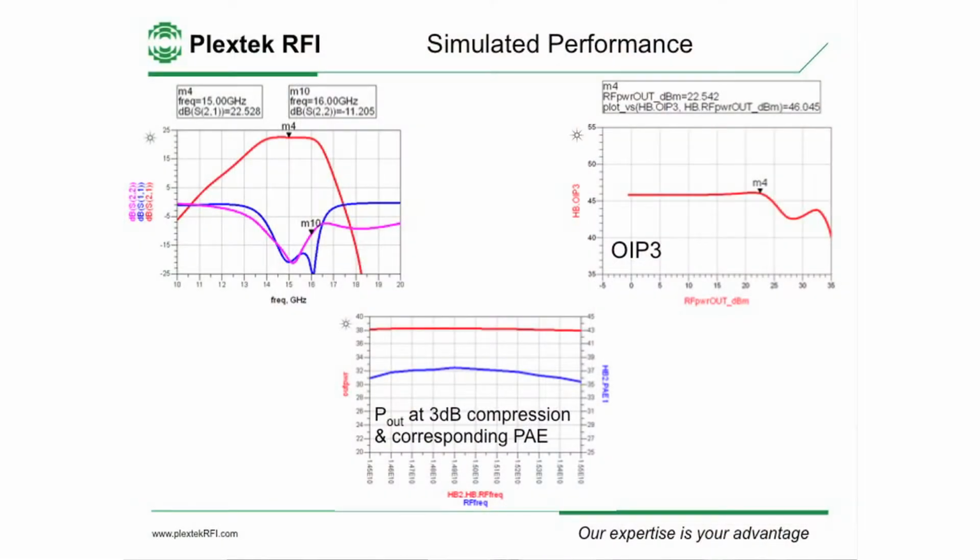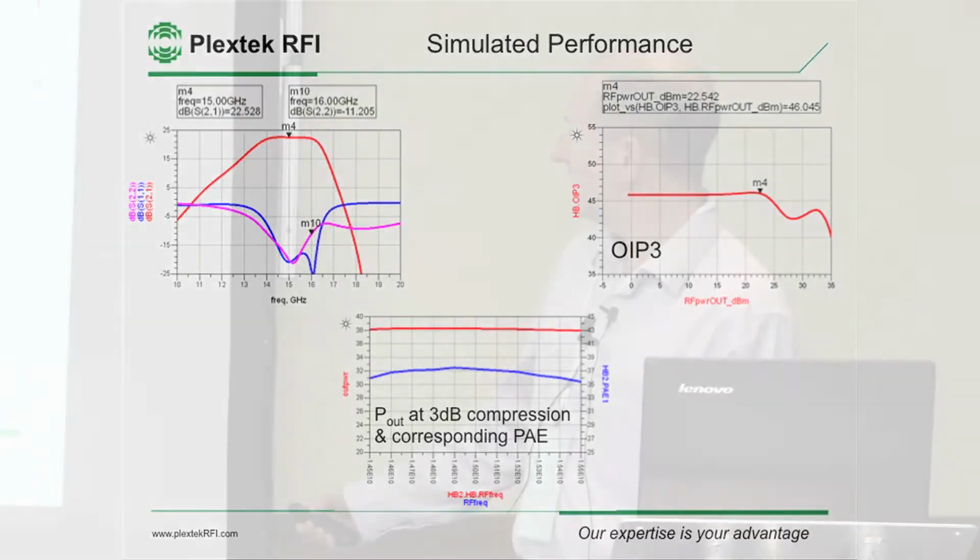This is the simulated performance of the IC. See the gain there, we've got 22.5 dB. It's a nice broadband gain plot across our band of interest, slightly wider than our band of interest. We've got 22.5 dB of gain. This is the 3 dB compressed output point.